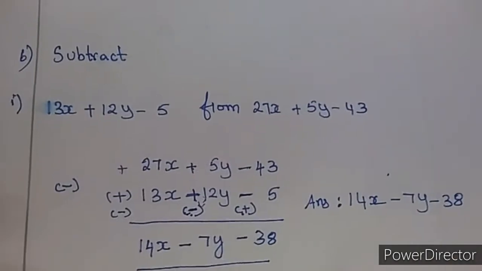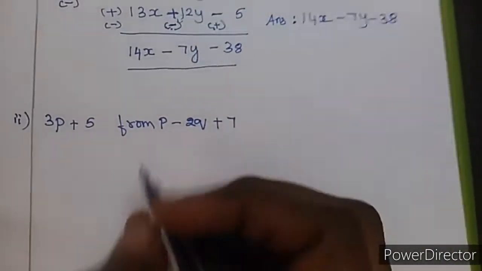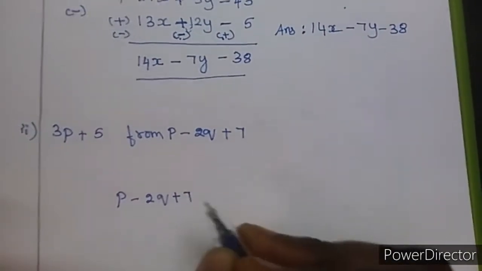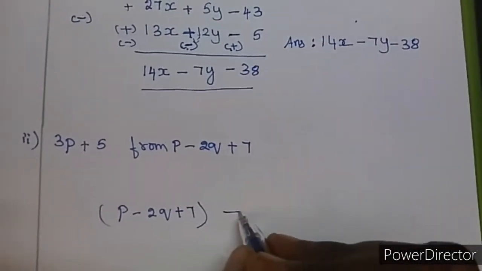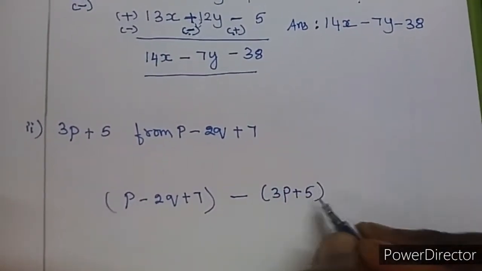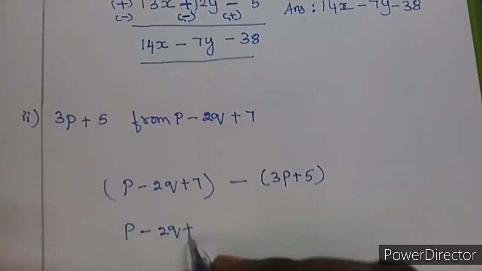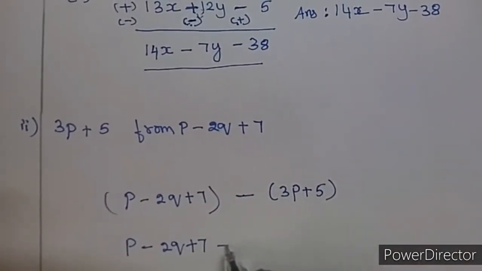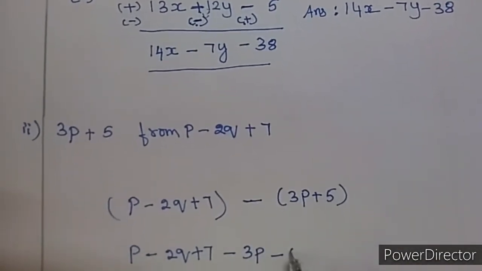This method is easy, I think so. Coming to the next part, one more method we will try. P minus 2Q plus 7 from 3P plus 5. First we have to write this expression, then subtract. First step, P minus 2Q plus 7. Take down this minus sign inside: minus into plus, minus 3P, minus into plus, minus 5.